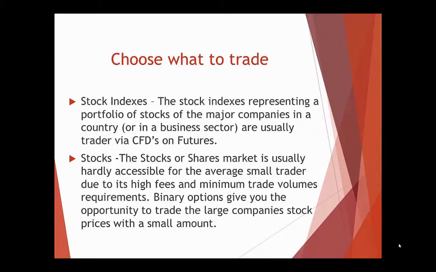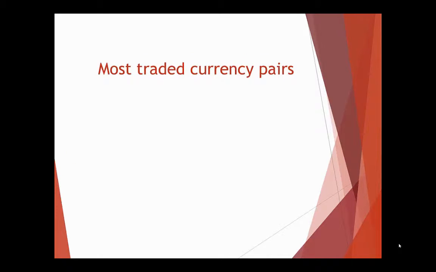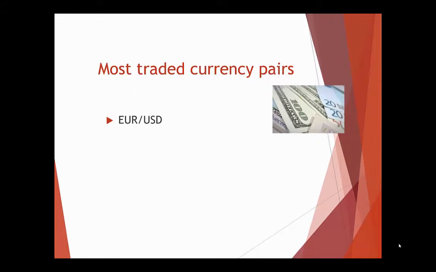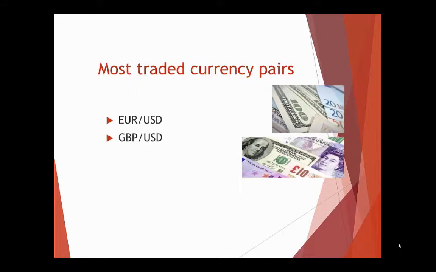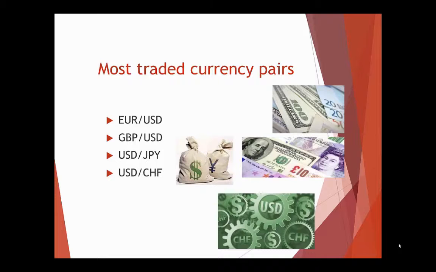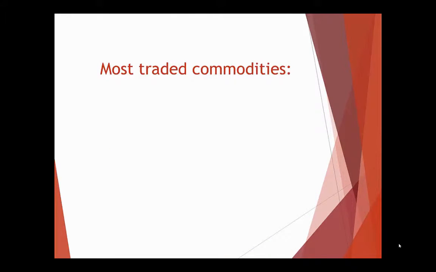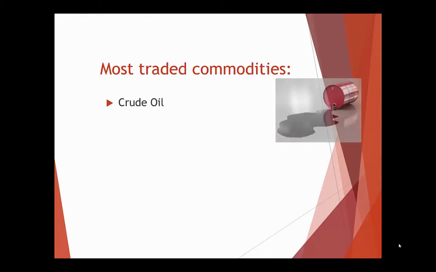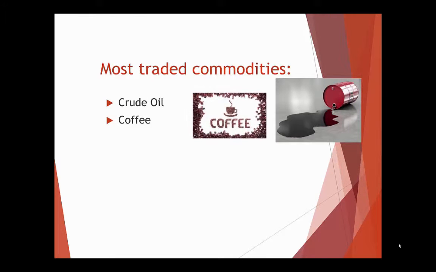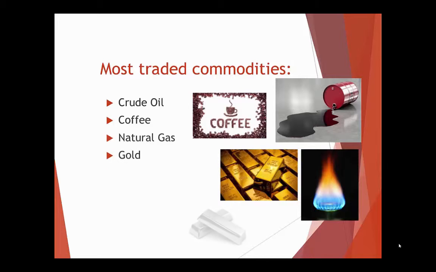Next thing we'll talk about is the most traded type of assets within each of these categories. The four different categories or currencies that can be traded are the Euro versus the US dollar, the British pound versus the US dollar, the US dollar versus the Japanese yen, and the US dollar versus the Swiss franc. The most traded commodities would be crude oil, coffee, natural gas, gold, and silver.